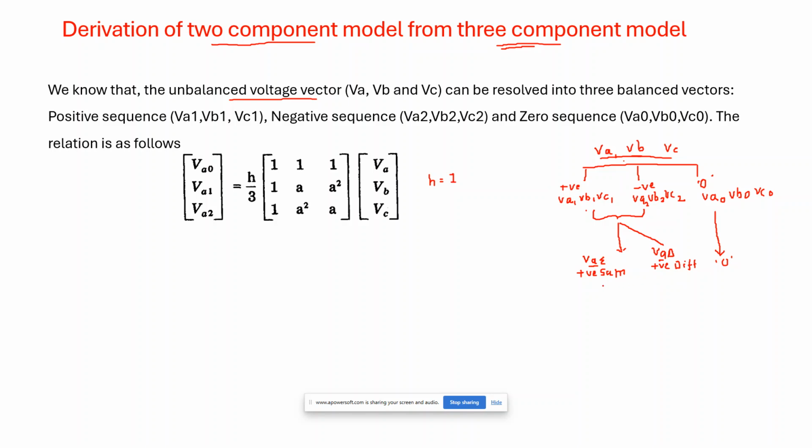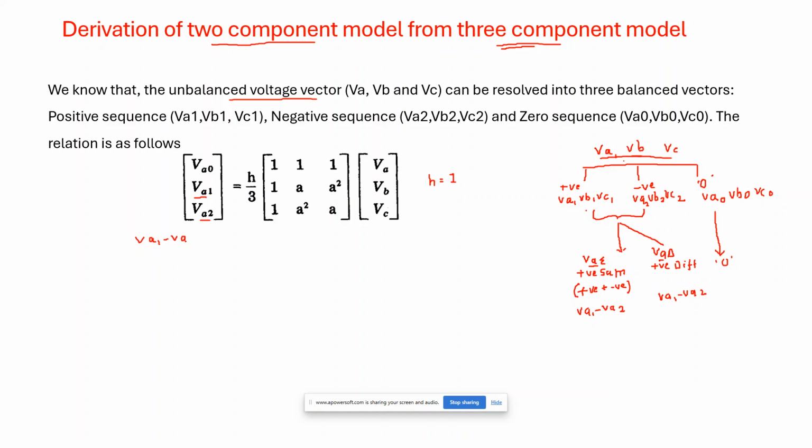These components are obtained by combining the positive and negative sequence components. For example, VA1 plus VA2 gives one component, VA summation. Similarly, VA1 minus VA2 will give you another component, VA delta. And this theory is called the two component model. So let us see here. Now we can see the second row and the third row. Now what will we do?